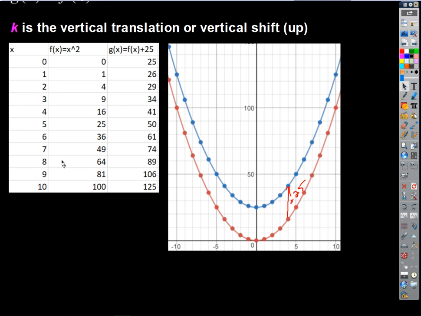All right? Well, what happens if we add 25 to the function? We're just adding 25 to all of the outputs, aren't we? Right? That serves to just pick the whole thing up. So if we pick this whole thing up by 25, that's what it does, right? It just moves it up vertically by 25. Okay, makes sense?